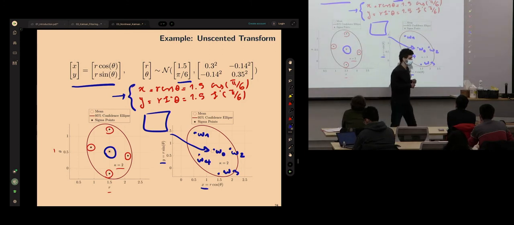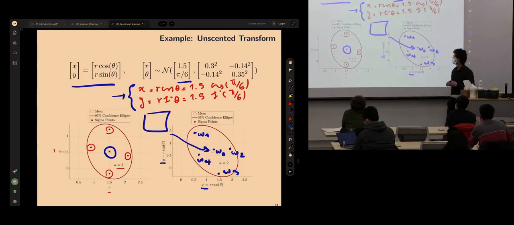And so the red ellipse now is generated from which samples? On the right-hand side, we've got this ellipse. And it's a little bit confusing because we showed that we can't move a Gaussian through a nonlinear function.